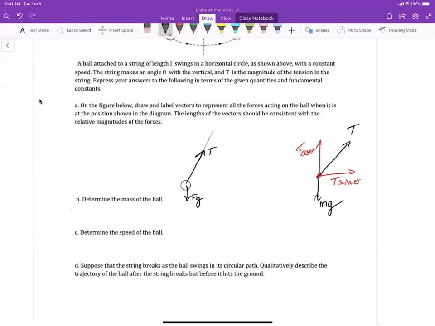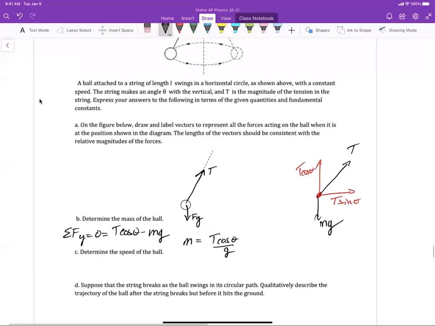And so we can sum the forces in the y direction, which is 0 because acceleration is 0, and it equals tension cosine theta minus mg. And we find mass to be equal to T cosine theta over g. Now, the terms that I'm allowed is theta.